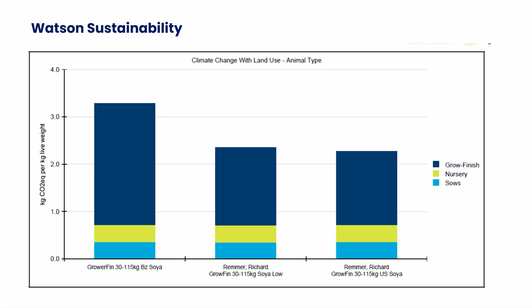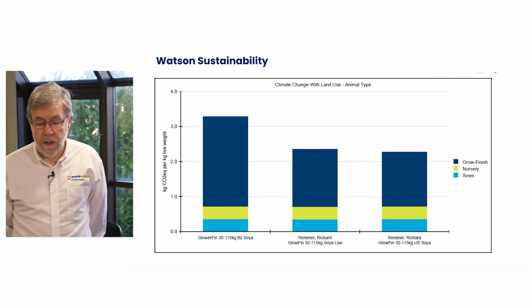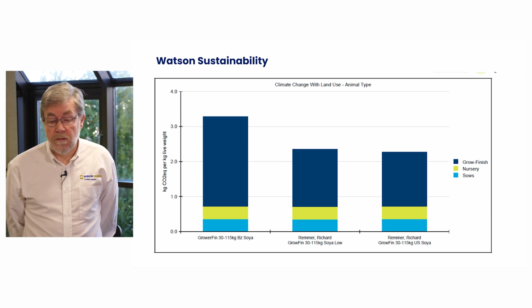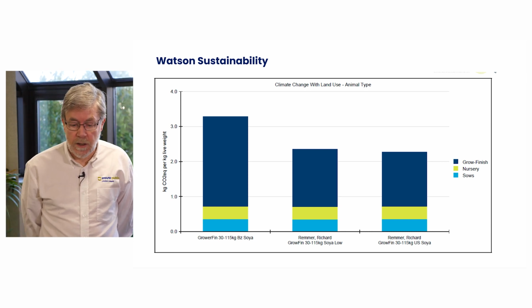Further information comes from the Remmer software. So this graph shows the contribution to the carbon footprint from the various different stages. So we can see that the smallest part is from the sows and the nursery, and the largest part is from the grower finishers. This is the stage in which they eat most feed.